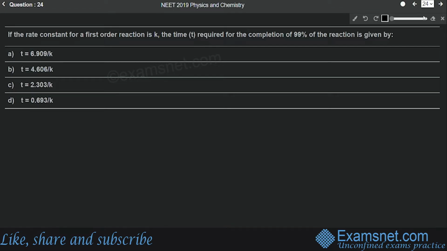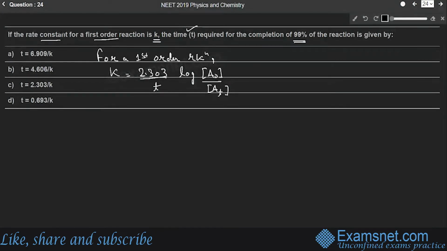Question number 24 is from the chapter Chemical Kinetics, and the question is, if the rate constant for a first order reaction is K, then the time required for the completion of 99% of the reaction is given by. So we know that for a first order reaction, the rate constant K is given as 2.303 by t log A0 by At, where A0 is the initial concentration of the reactant and At is the concentration left after time t.